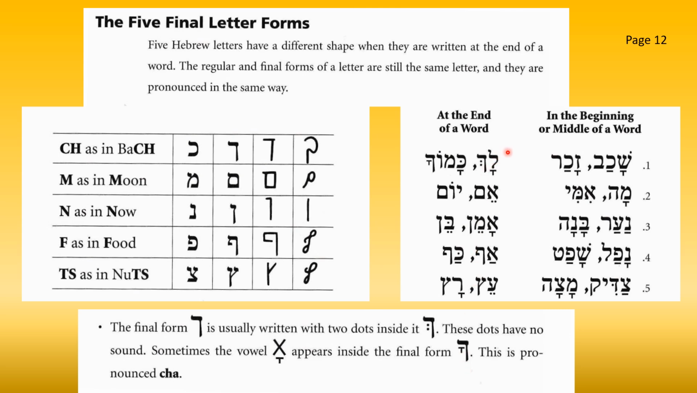Again, just to show you the examples, in the beginning or middle of the word, the chaf would be pronounced. Same with all of these. We have the mem at the beginning or middle, the nun at the beginning or middle, the fe at the middle, and the tzadi at the beginning or middle, and then at the end it takes its different shape.